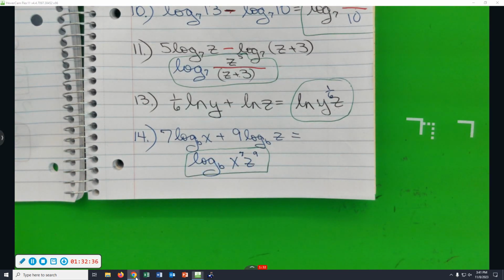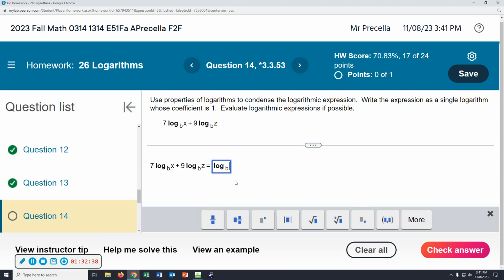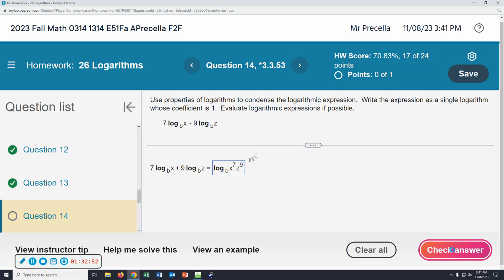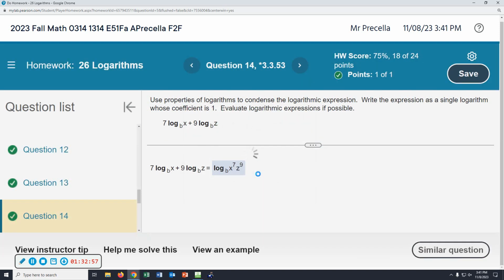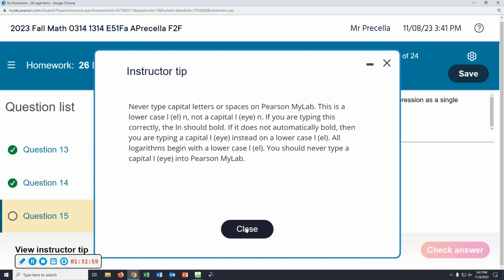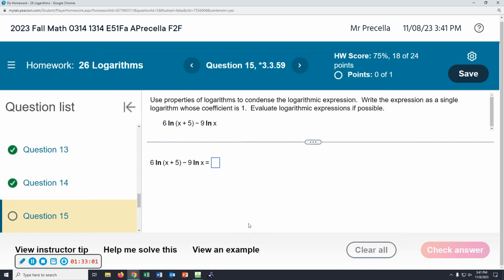Okay. Log base b of x to the 7th, right arrow, z to the 9th. Again, it looks like we're just writing the problem down and writing the answer. Well, if you want steps, that's an example. Okay, we're going to condense this one. This is number 15.